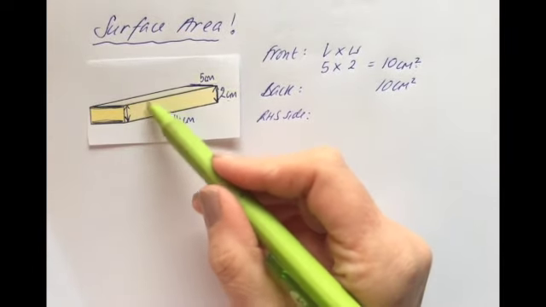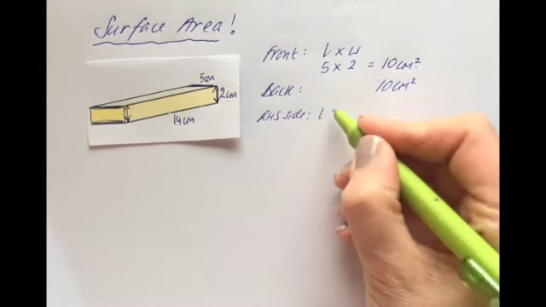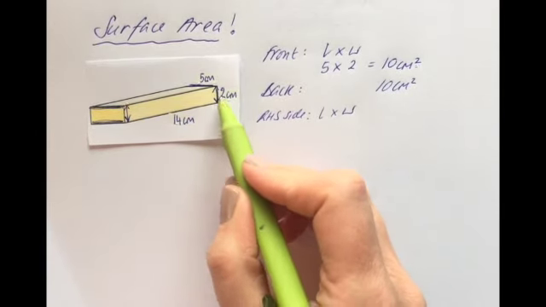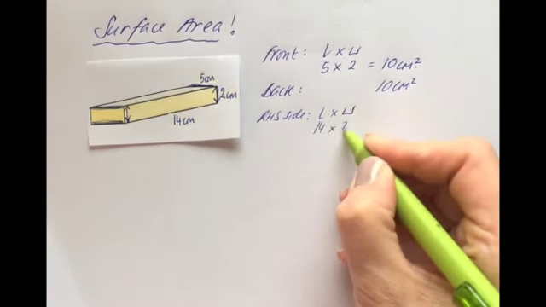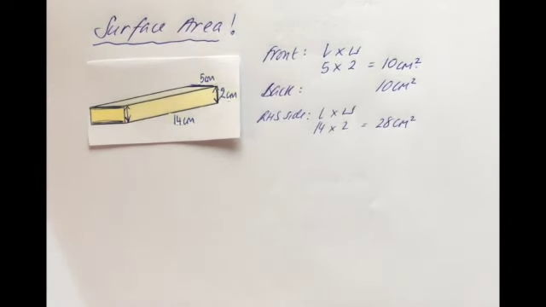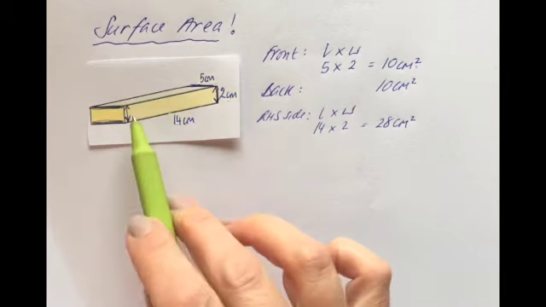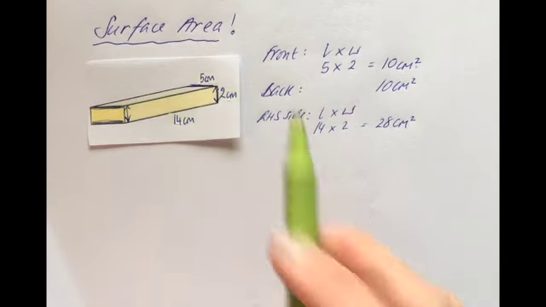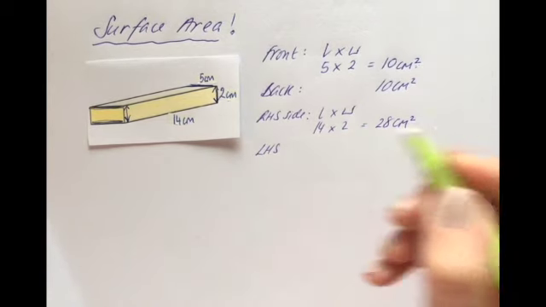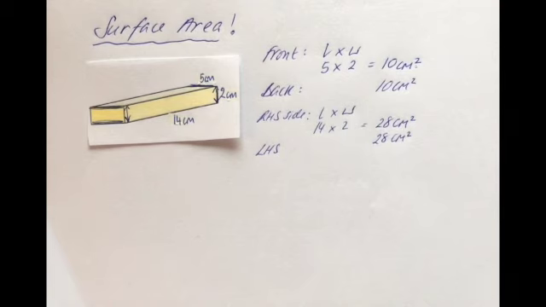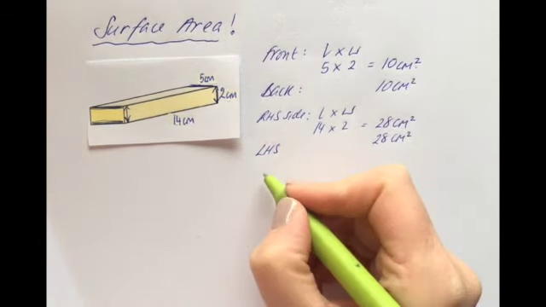The right hand side shape is, of course, a rectangle again, and it is length 14 and width 2. So 14 times 2, which is 28 centimeters squared. All right, so in this case, the right hand side has a surface area of 28 centimeters squared. The left hand side is going to be the very same, 28 centimeters squared.